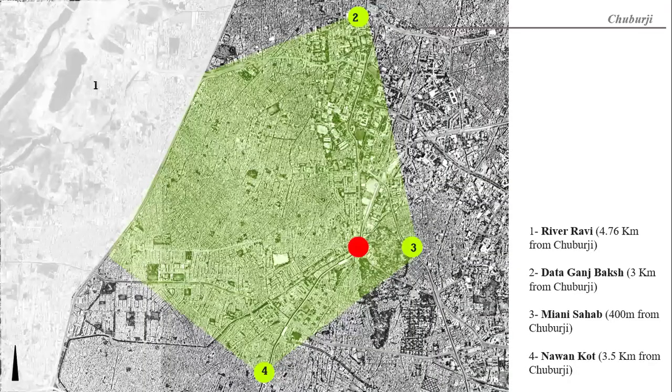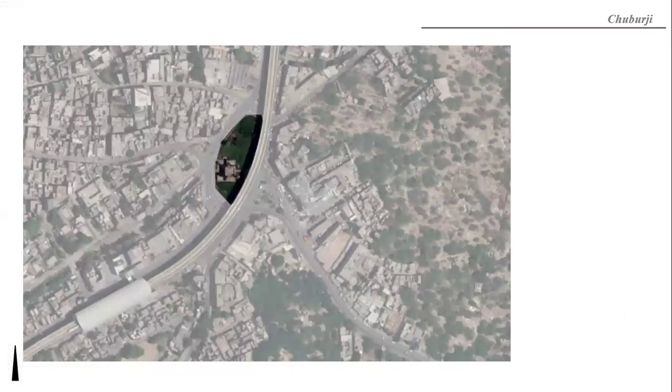It is recorded that the boundary of the Zebun Nisa garden, whose remnant is now found in the shape of Chauburji, extended far towards the west at the banks of the river Ravi, towards Miani Sahab at the east, the shrine of Data Ganj Baksh at the north, and Nawakot at the south. The slide demonstrates the vast scale of the garden, now reduced to a mere 0.1 square kilometer of area.